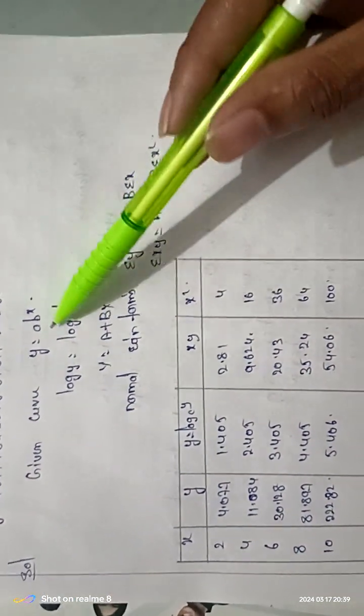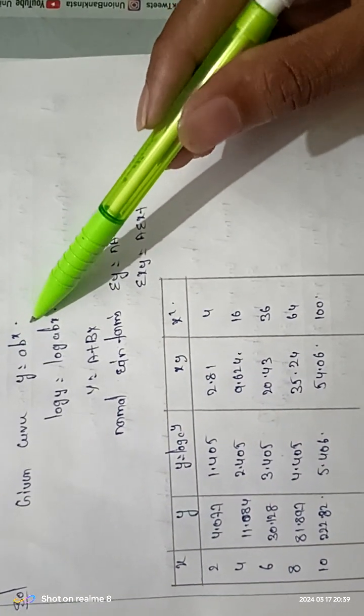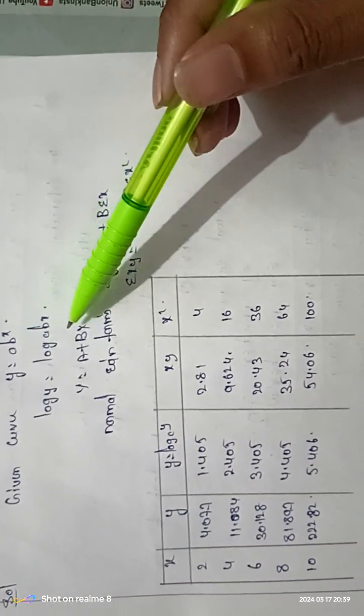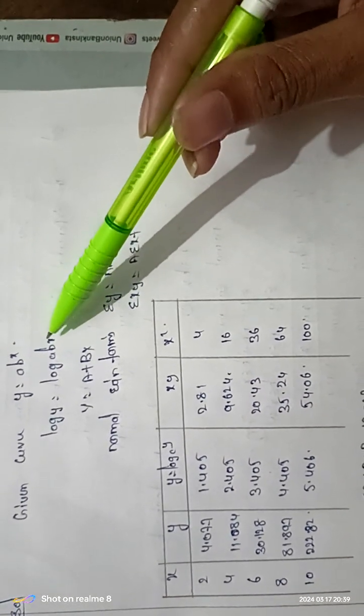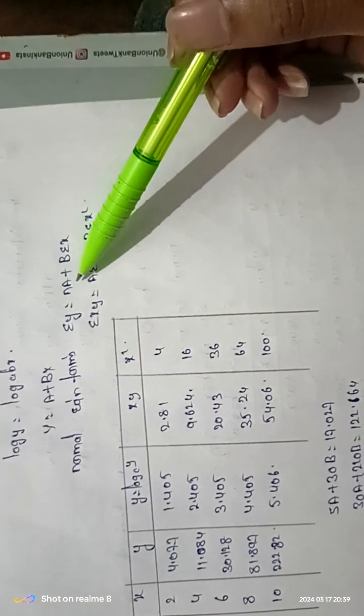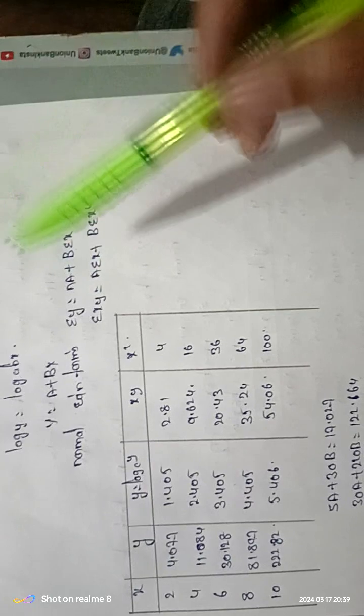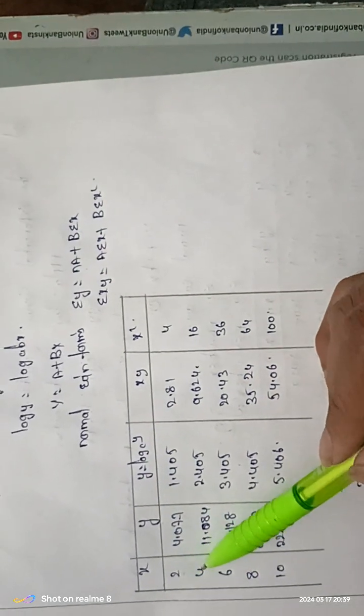And the last example is the power curve. The power curve equation is y equal to a into x power b. Applying log on both sides, log y equal to log a plus b log x. Here are the normal forms: sigma y equal to n a plus b into sigma x. Here n is the number of points.